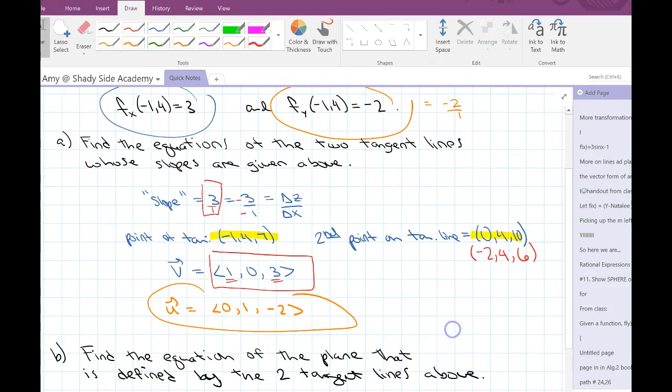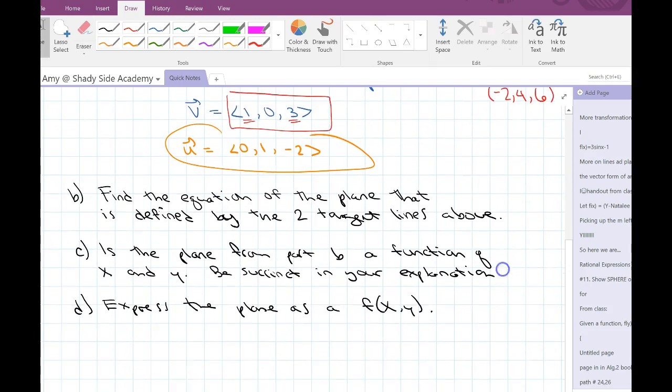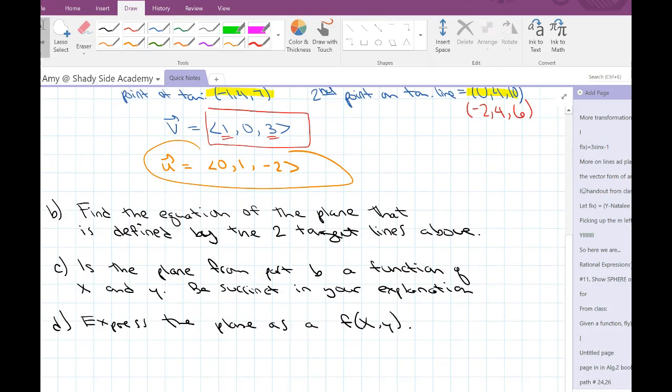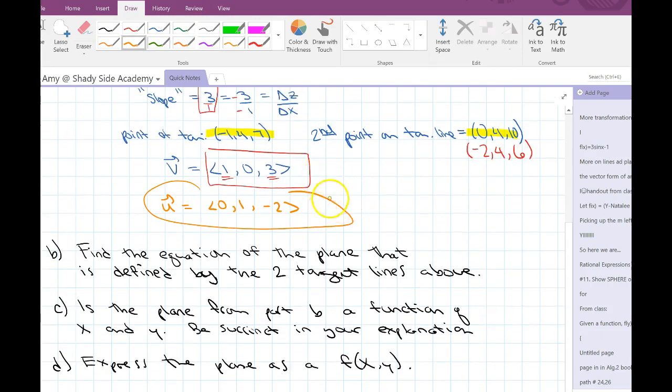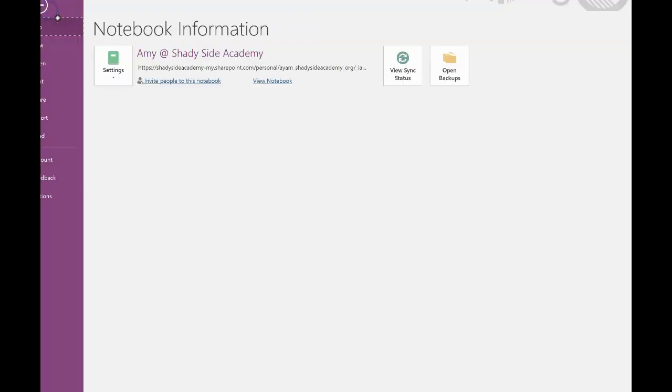Okay, now once you find the equation of those 2 tangent lines, maybe you're on to part B. Please find the equation of the plane that is defined by the 2 tangent lines above. Now, you need to cross v and u. If you look at crossing v and u, it's going to be a very easy exercise if you think about it, because look at the components of v and u. Crossing v and u will give you n. I'm going to let you tell me what n is here, because I'm not going to find it, because you know how to do that.